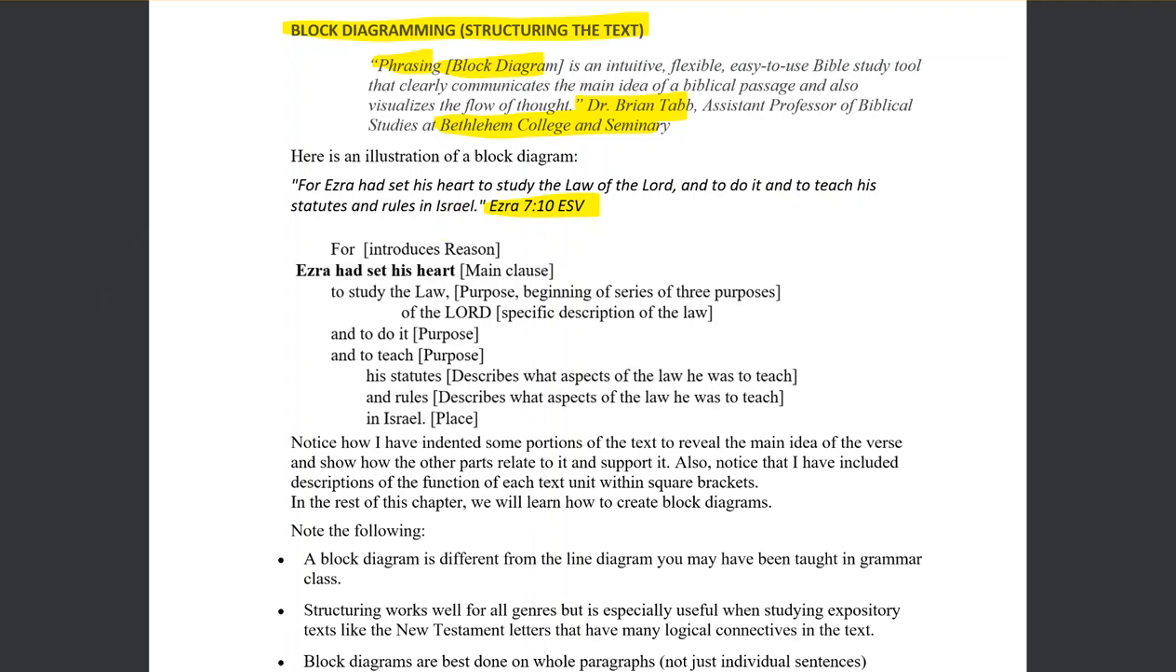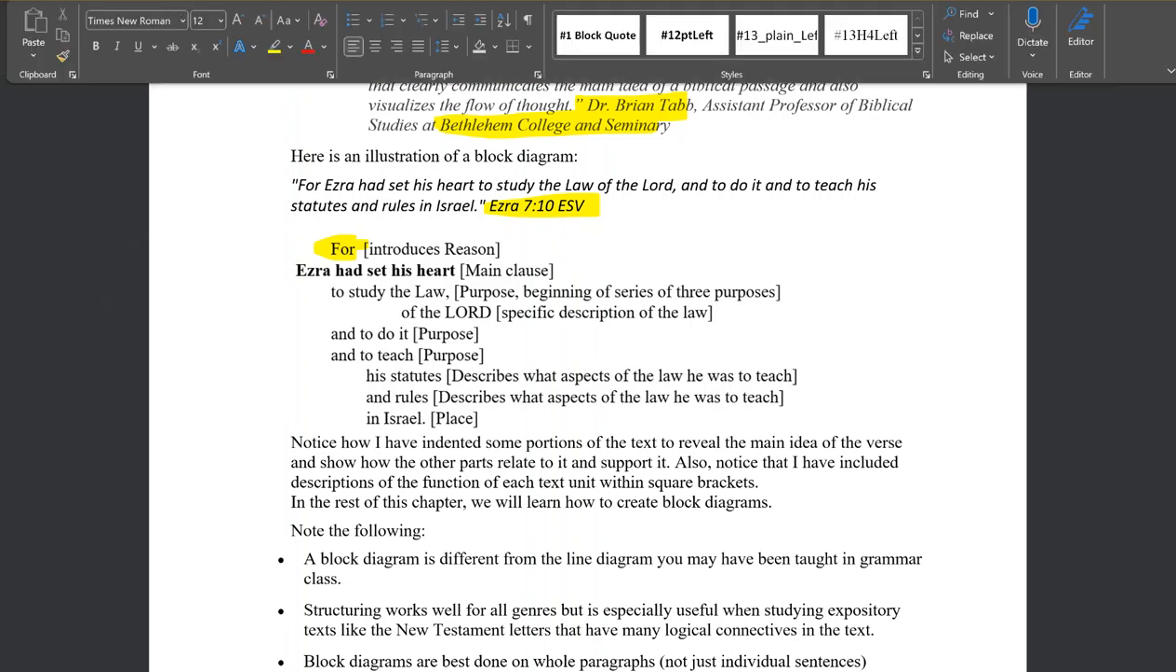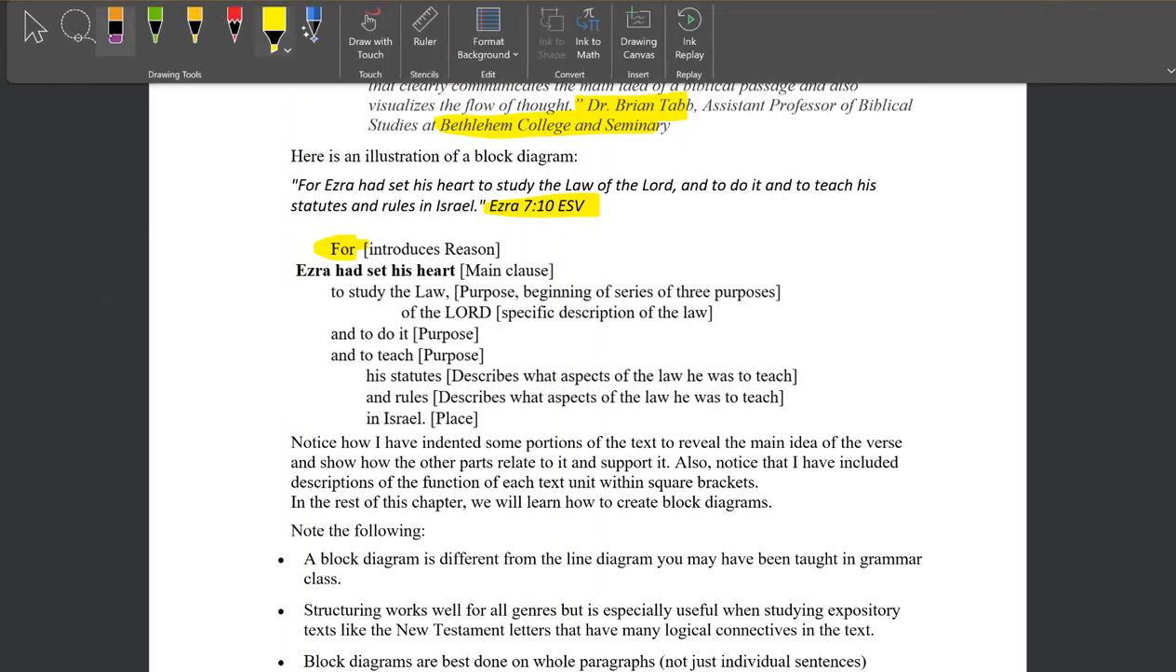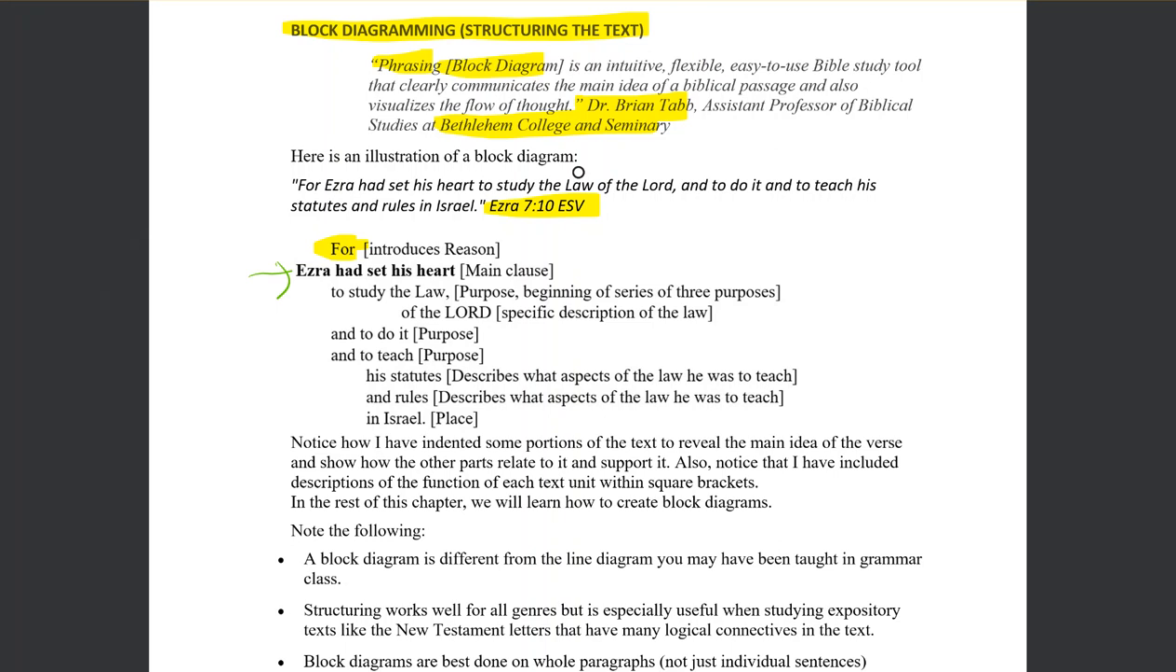Okay, to be able to structure this passage, here's what I've done. I have essentially broken it down. This "for" here, I've put it on its own on a line and indented it. And then this is the main idea, and so it shows. I've put it to the left. Then I have it here.